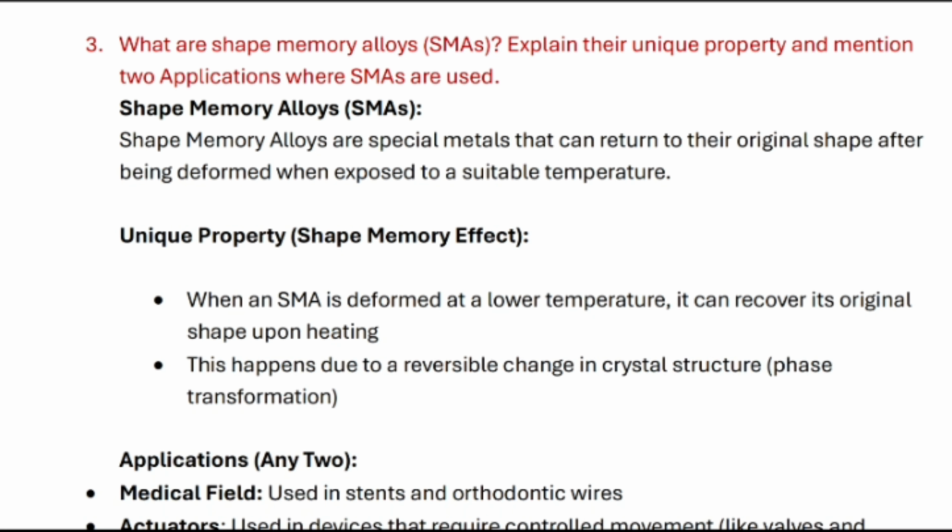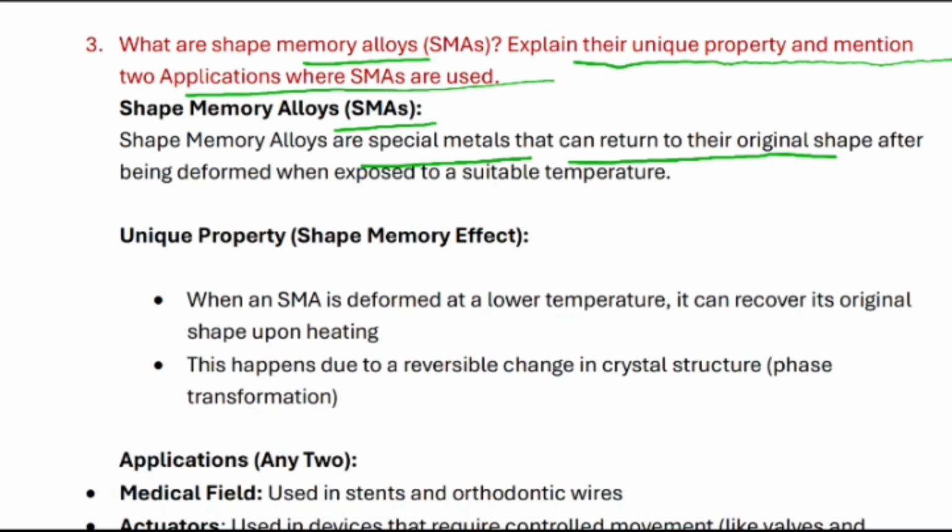Next is shape memory alloy, which we call SMA. Explain their unique property and mention two applications where SMAs are used. Before going to that, we should know what a shape memory alloy is. It is a special type of material or metal that can return to its original shape after deforming when exposed to a suitable temperature. So if you deform it and then expose it to temperature, it returns to the same original shape of the material.